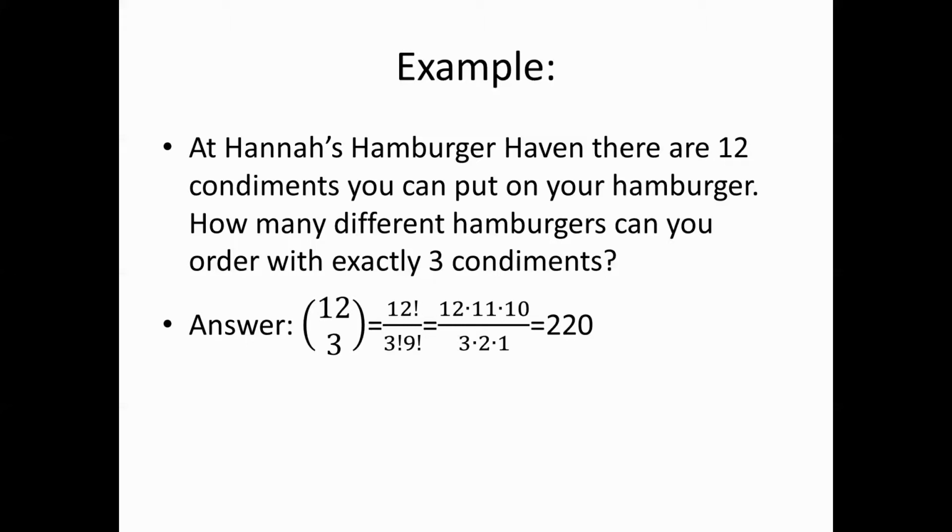So as an example, at Hannah's Hamburger Heaven, there are 12 condiments you can put on your hamburger. How many different hamburgers can you order with exactly 3 condiments? Well, the answer is 12 combination 3, which is 12 factorial over 3 factorial times 9 factorial. Work it out, you get 220.